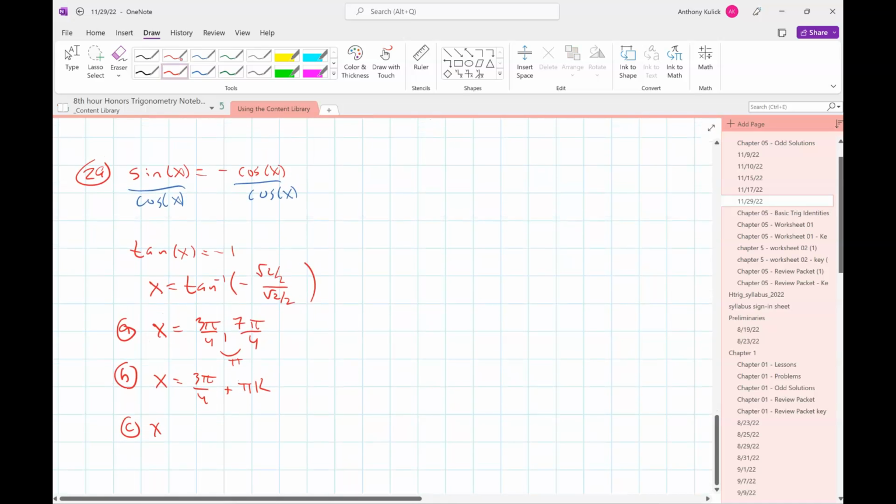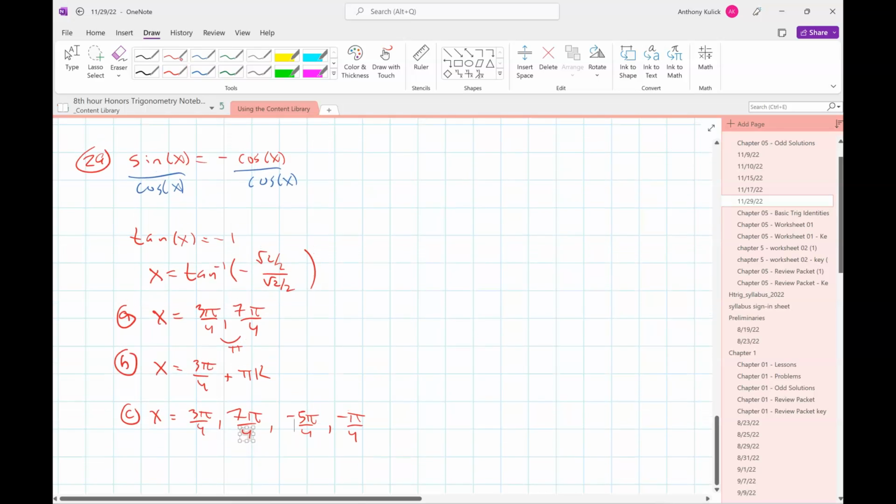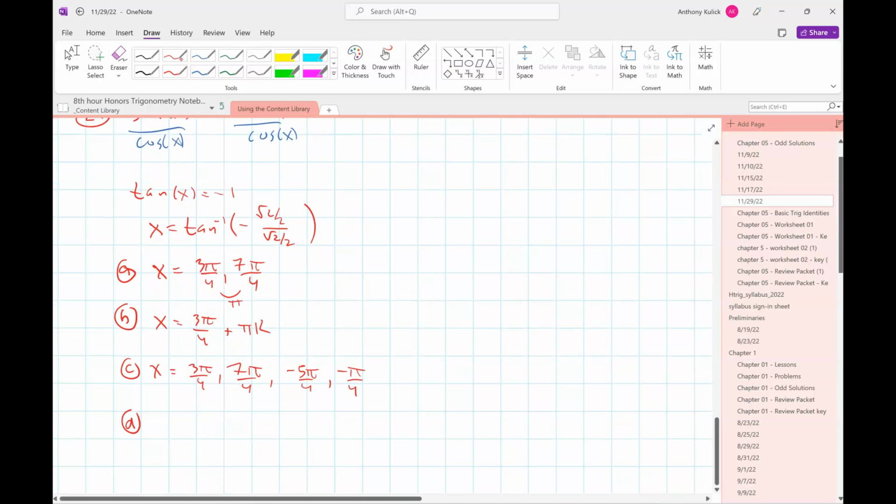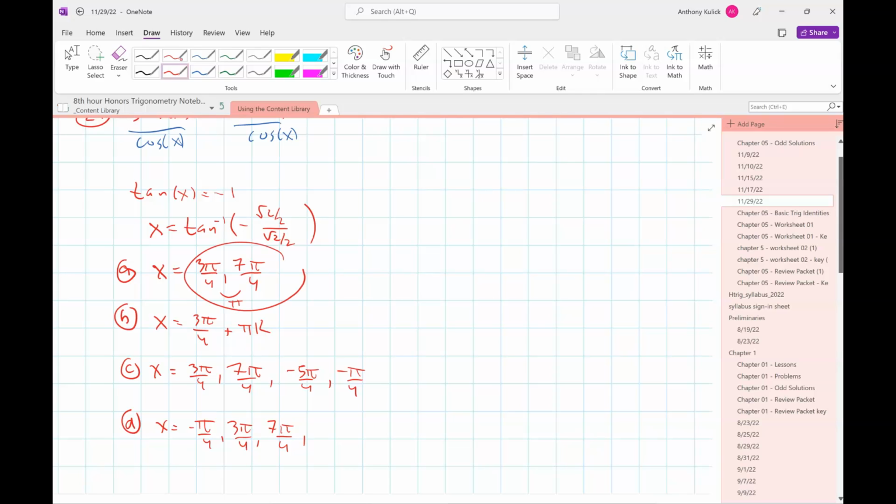Part C, I'm going to have my answers from part A. And also if I subtract 2 pi from them, so that's going to give me negative 5 pi over 4, and then that one would give me negative pi over 4. And then for part D is going from negative pi to 4 pi. So all of my answers from part C, except for the negative 5 pi over 4, fit in that interval. And then I have the stuff that's between 2 pi and 4 pi. So I'll just take these two and add 2 pi to them. And that'll be it.